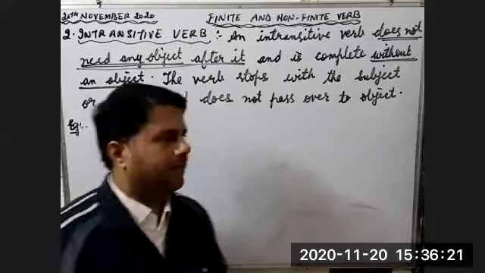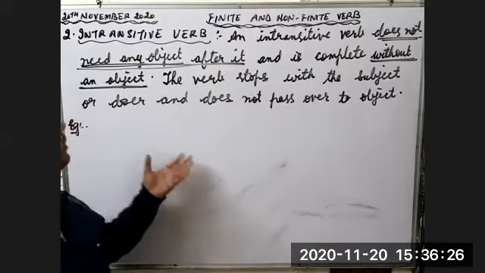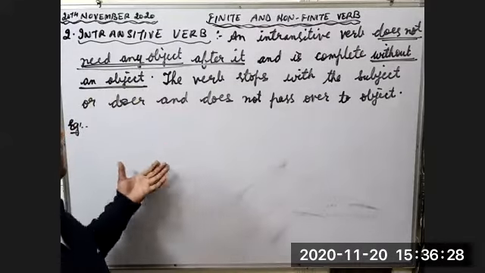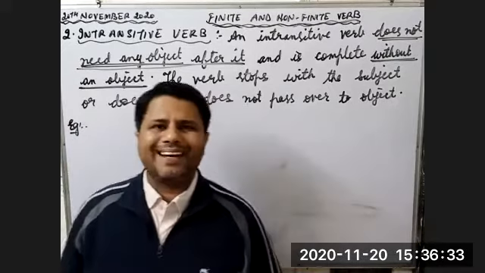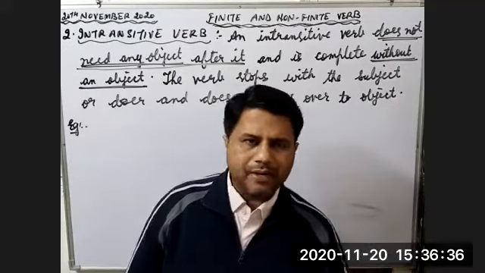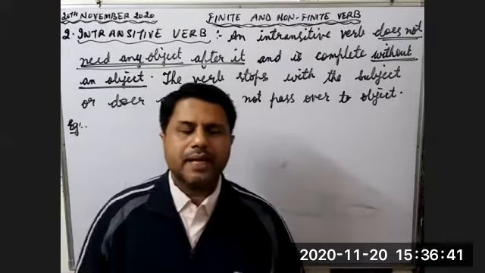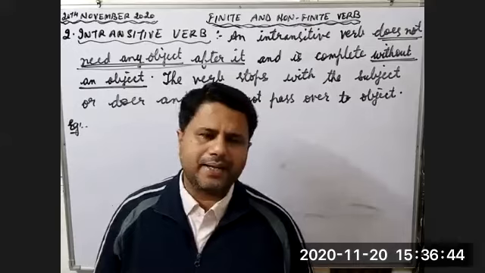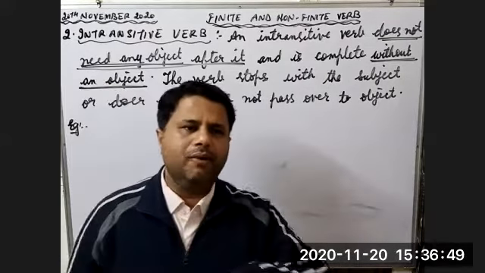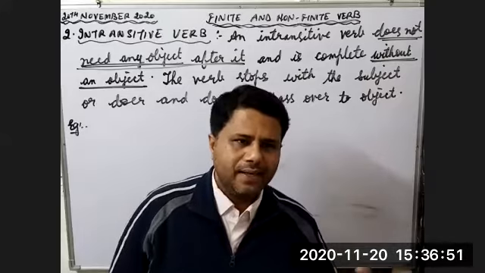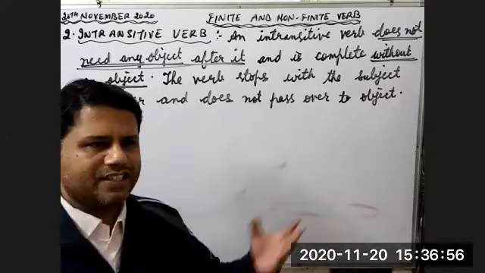Intransitive verb. Children, an intransitive verb does not need any object after it and is complete without any object. Of course, a complement can come, any other word can come, but we don't need any object after that. In transitive verb, the action starts from subject and reaches object, but here the action stops at the verb only. It does not pass to the object. First of all, there will be no object. If at all it is there, the action will not pass there.